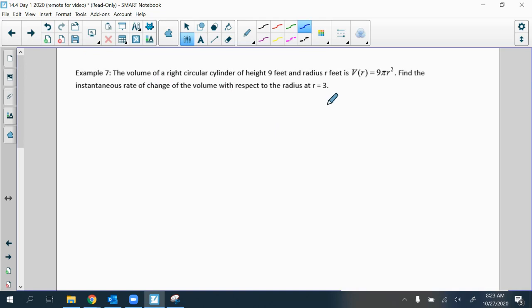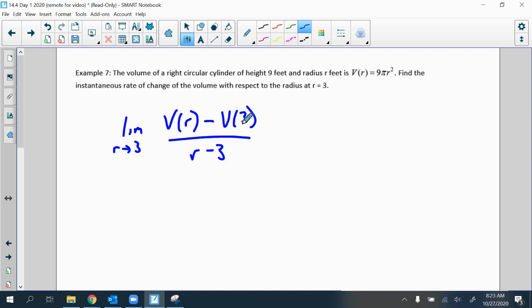The volume of a right circular cylinder of height 9 feet and radius r feet is volume equals 9 pi r squared. Find the instantaneous rate of change of the volume with respect to the radius at r equals 3. So what I will do is I have this v of r. So I need to take the limit as r approaches 3 of v of r minus v of 3 over r minus 3. So I'm just doing the exact same formula here. So I have the limit as r approaches 3 of 9 pi r squared minus what happens when I plug in 3. I get 9 times 9, which is 81 pi over r minus 3.